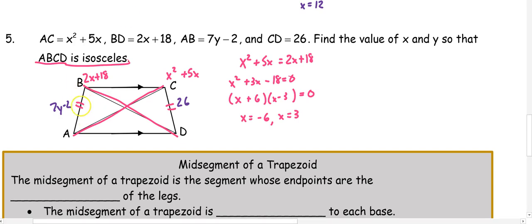Then for y, because my legs are congruent, we have 7y minus 2 equals 26. We're going to add 2 to both sides, so 7y equals 28. When we divide, y is 4.